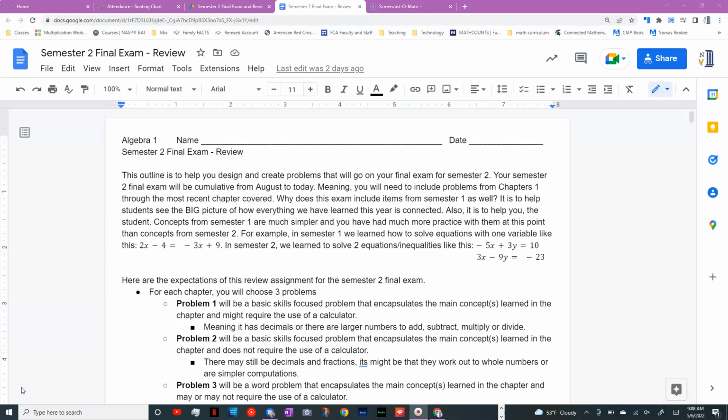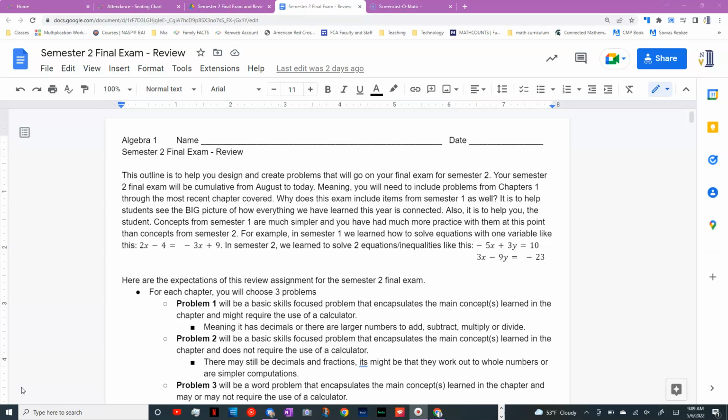Now, the 3 types of problems. Problem 1 and 2 are going to be similar to each other, where they're just basic skills problems. You know, like the example up there: negative 5x plus 3y equals 10, 3x minus 9y equals negative 23. That's what I'm talking about, just basic skills problem assessment. Again, not too easy, not too hard. But problem 1 is supposed to be able to be done without a calculator. Meaning, if you work this out, do these numbers work out neatly? Do you have no fractions, no decimals as you work them out? Because it just needs to be able to be done without a calculator.